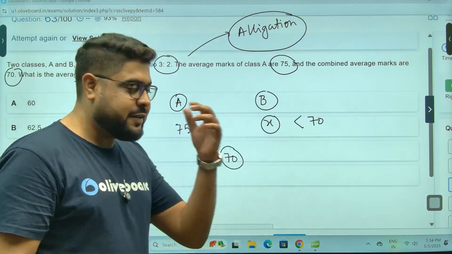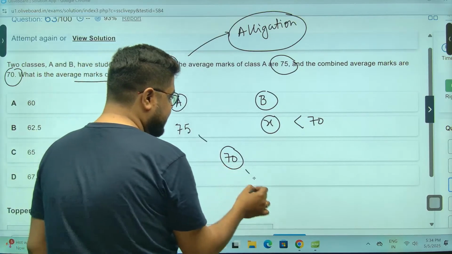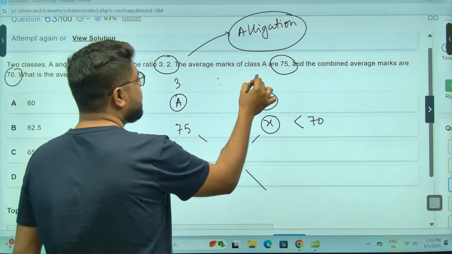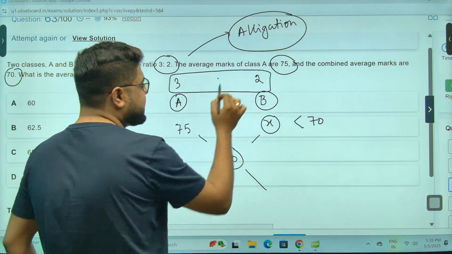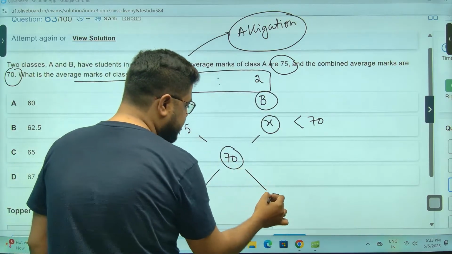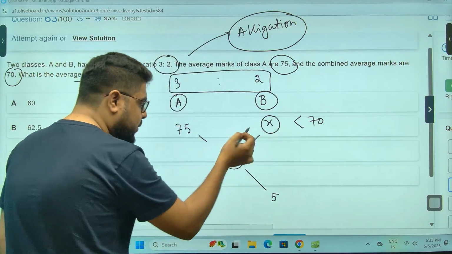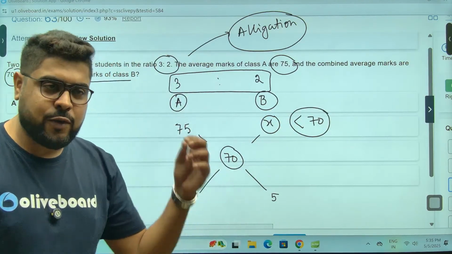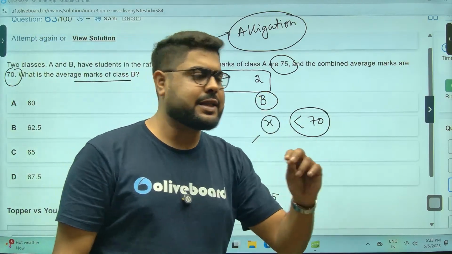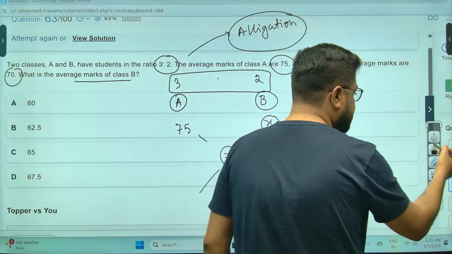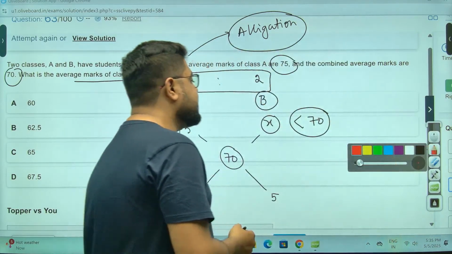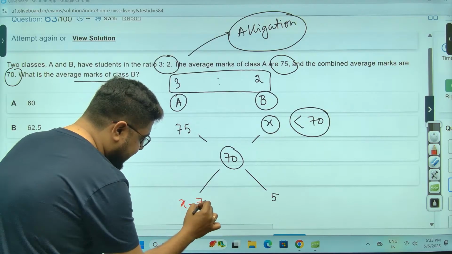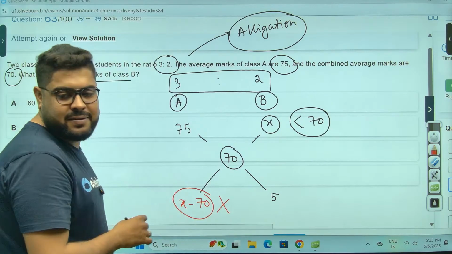Okay, because for the difference we need this. This ratio I know, sir, 3 ratio 2. Keep this in mind, this information will be required. So this is 5, sir, and this is what, sir? You tell me why I have written this. Because now the most frequent mistake I've seen students make is this one. They will write X minus 70. And that is where you are gone.